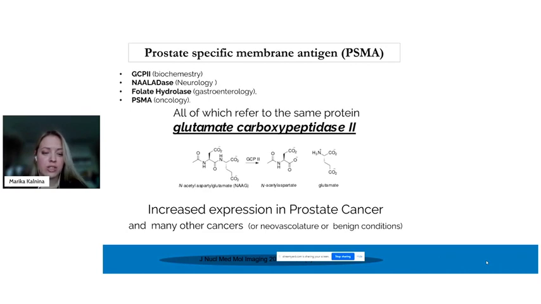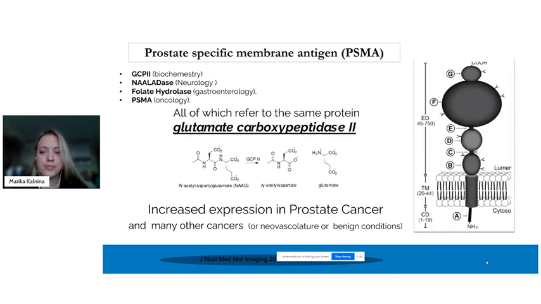It has increased expression in prostate cancer: actually 100 or even 1,000 times more expressed in prostate cancers than in other cancers. But it may still be expressed in other cancers or even in benign conditions, because PSMA actually represents the neovasculature, and we need to keep this in mind. Also, not all prostate cancers express PSMA. Some papers show that even 8% of prostate cancers can be PSMA negative, and that is also important to keep in mind.